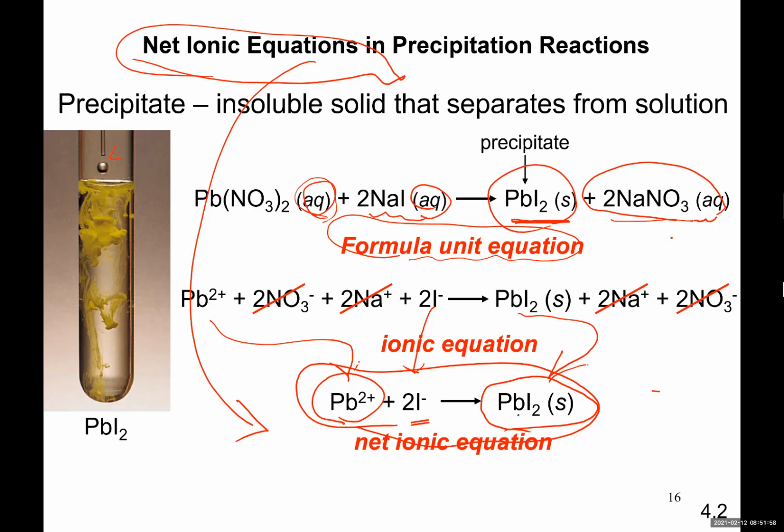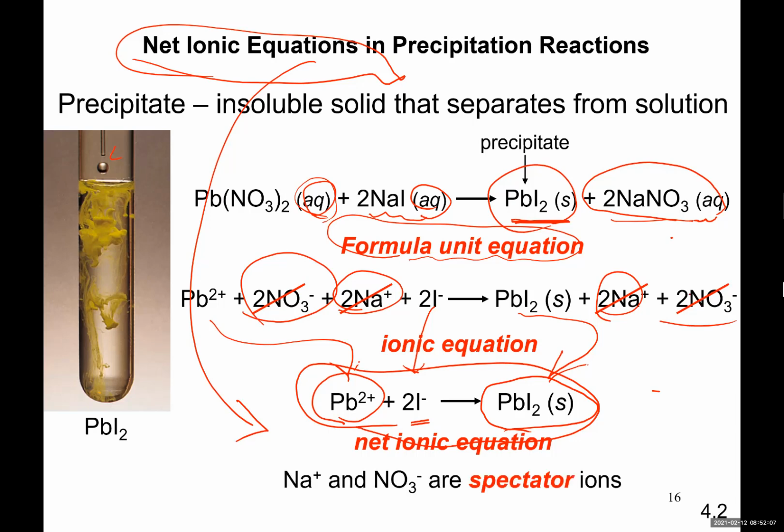Now, as you see, Na+ did not change before and after. NO3- did not change before and after. So they are not really doing any changes. They are not doing anything. They are simply sitting and watching the reaction between Pb2+ and I-. So I'm going to call these spectator ions. Spectator ions are ions which do not change, do not get involved in the chemical reaction. So this is the method that you can use to write a net ionic equation for a precipitation reaction. I hope this makes sense. If it doesn't, please make sure to come and see me and let me explain this to you.